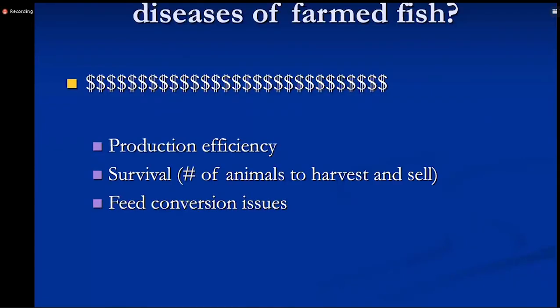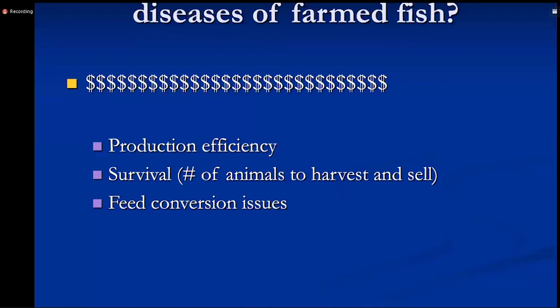So again, why do we need to know about diseases of farm fish? Well, the bottom line is a monetary issue. We basically have to have a production efficiency. So a lot of the diseases that we encounter are going to severely interrupt or affect overall production efficiency. And if the fish are not growing, remember, going back to those two main points about what the overall goal of the production on a farm should be, it is to maximize the individual growth capabilities of the fish, as well as the efficiency of the culture systems.